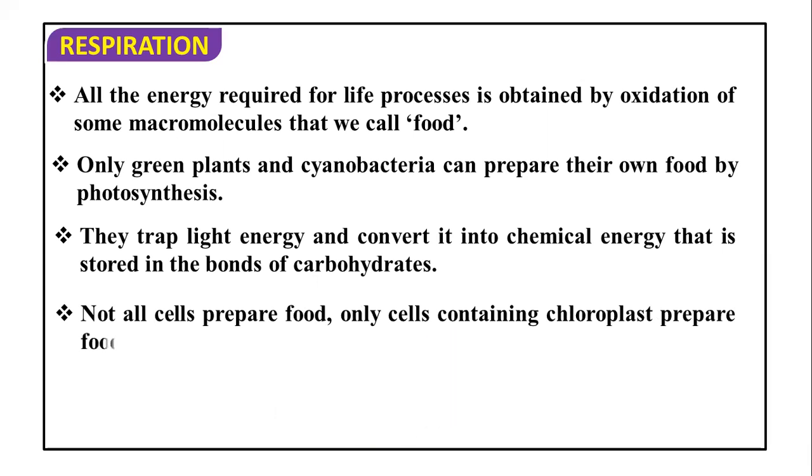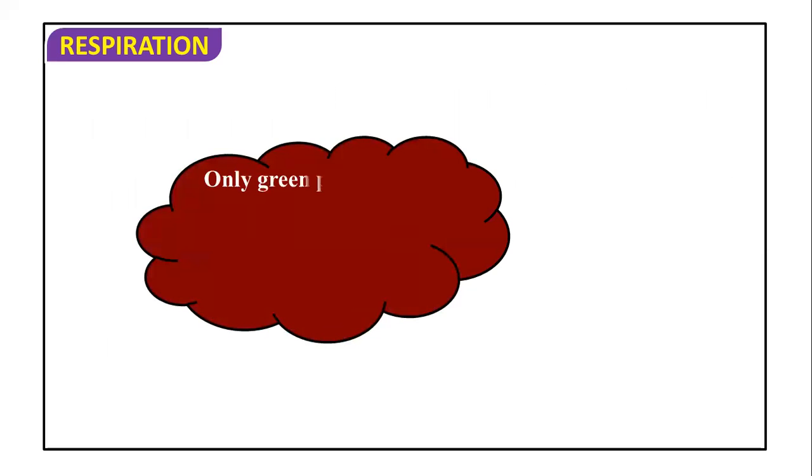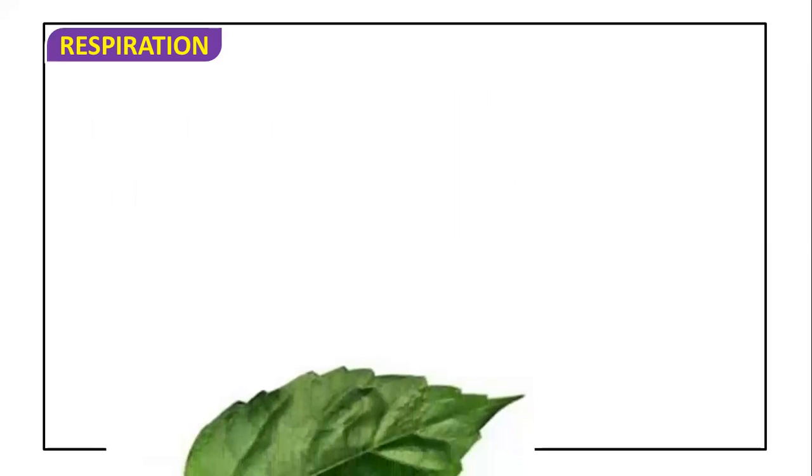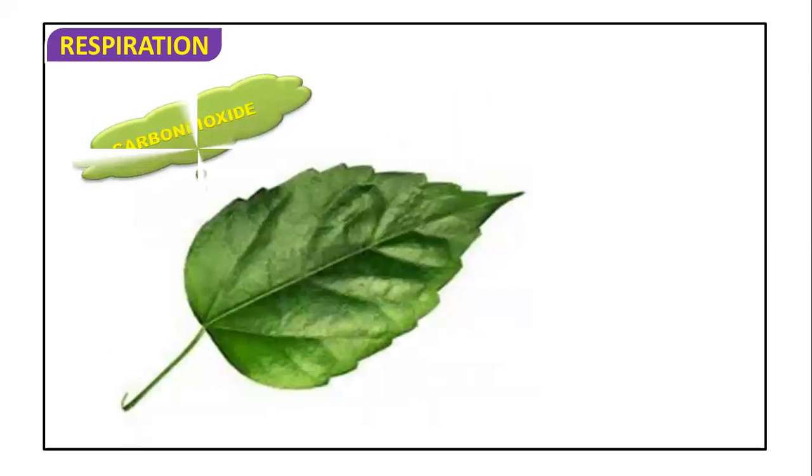Not all cells prepare food. Only cells containing chloroplasts prepare food. That is one of the important things that you should remember, that chloroplasts are going to synthesize food. Only green plants and cyanobacteria prepare their food by the process called photosynthesis. Okay, and all other organisms depend on the plants specifically.